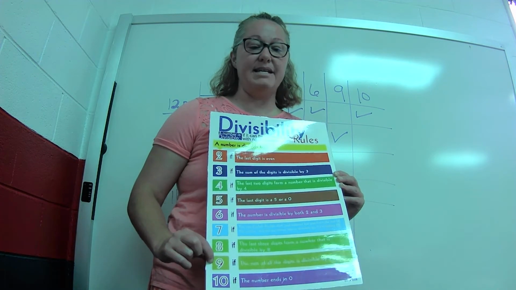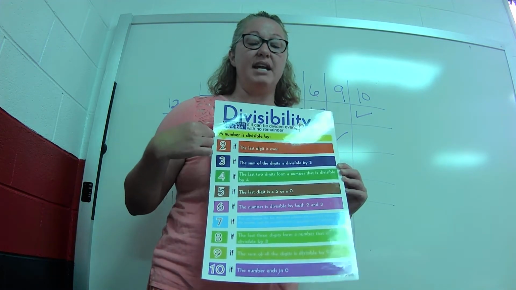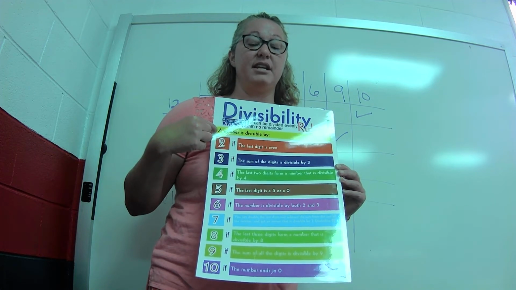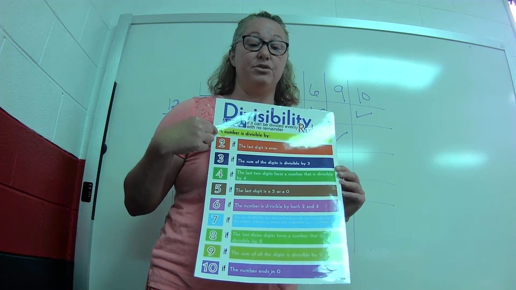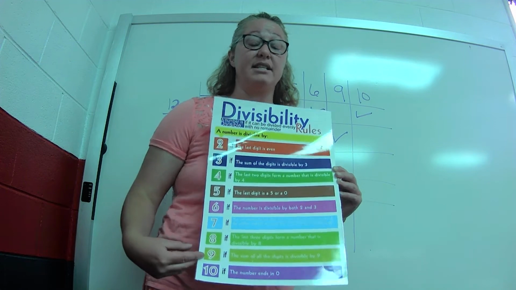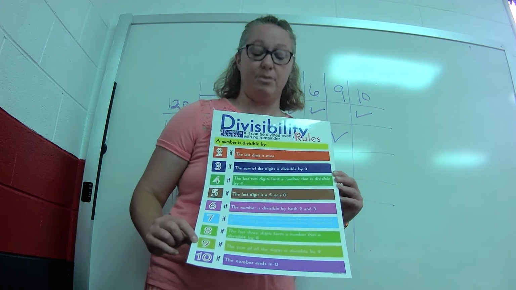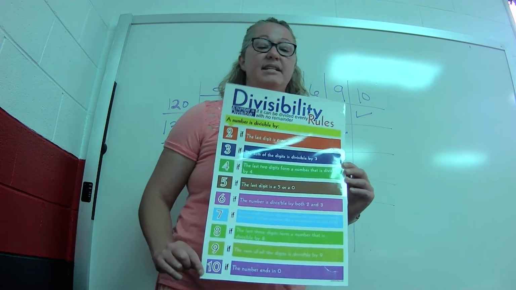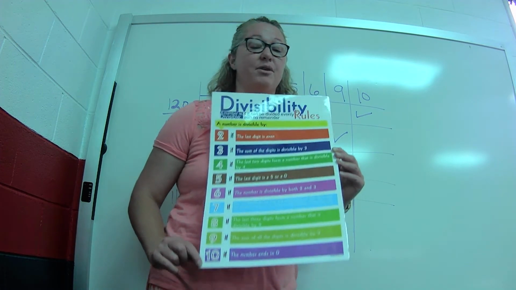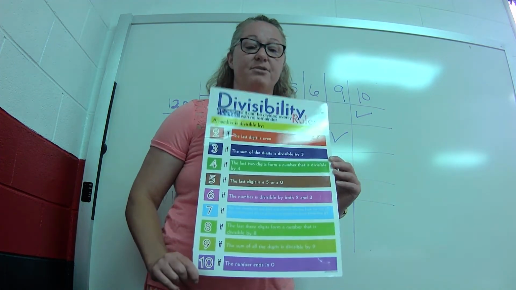We have divisible by 9. Again, like 3, we add the digits, and if the sum was divisible by 3, it was divisible by 3. So 9 is the same thing, except that the sum has to be divisible by 9. And divisible by 10, it can only end in a 0. It must end in a 0 for it to be divisible by 10.